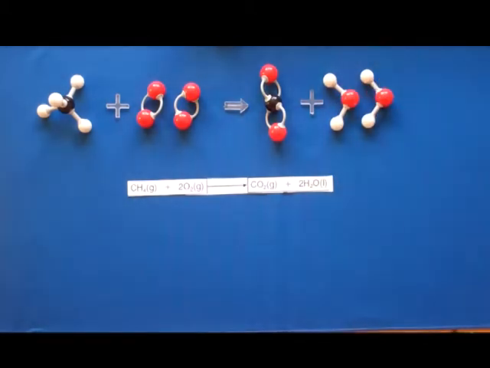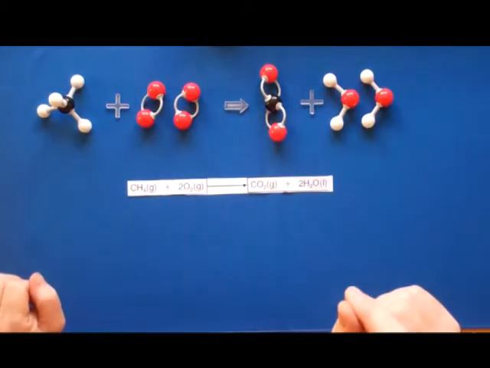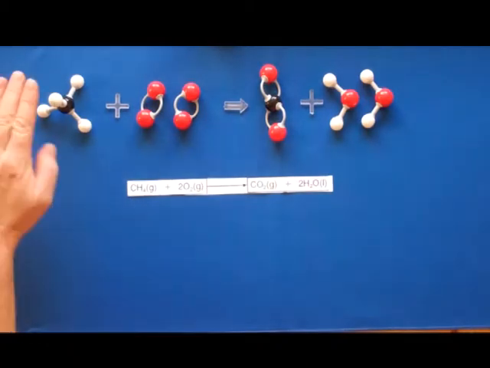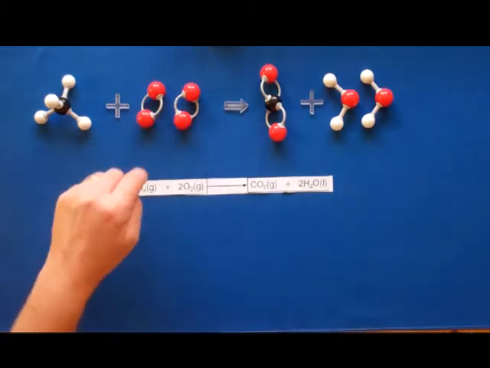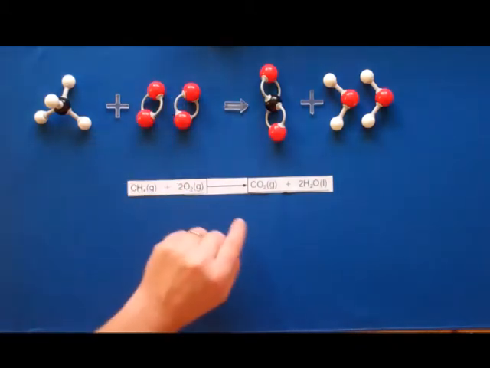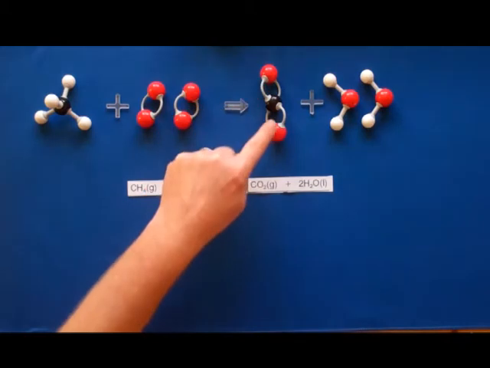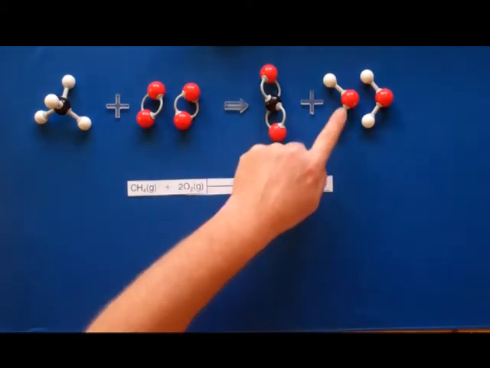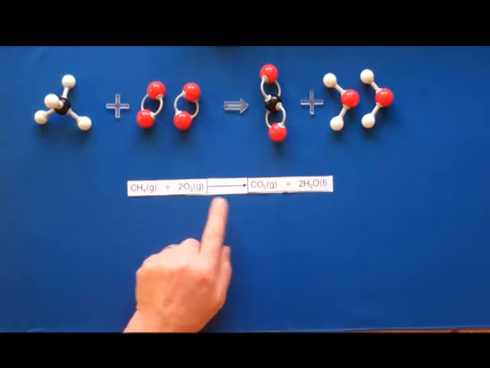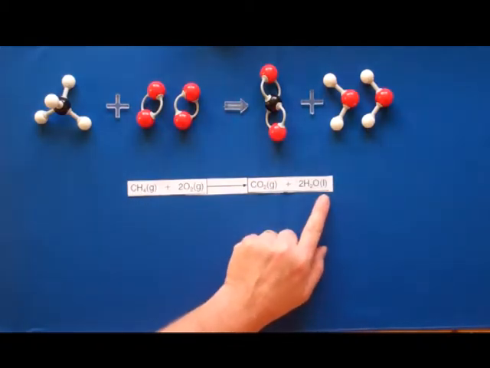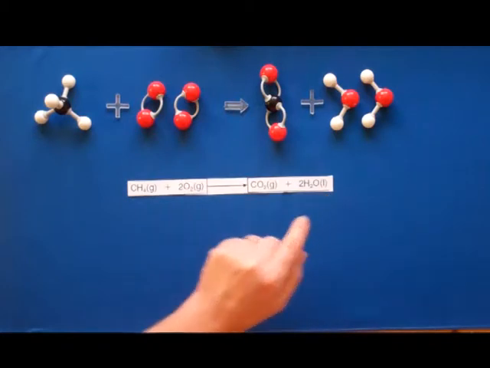Okay, so we can see using these models that the equation is nicely balanced. We have one molecule of methane reacting with two molecules of oxygen to form one molecule of carbon dioxide and two molecules of water. The G, remember, represents gas, and the L represents the liquid, the normal state of these molecules at room temperature and pressure.